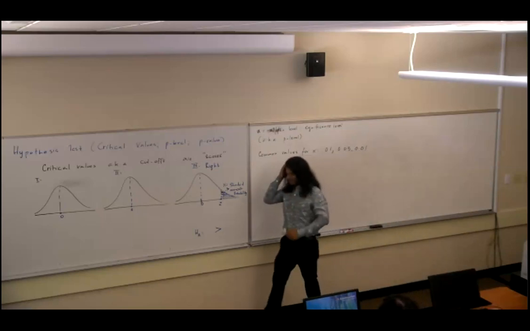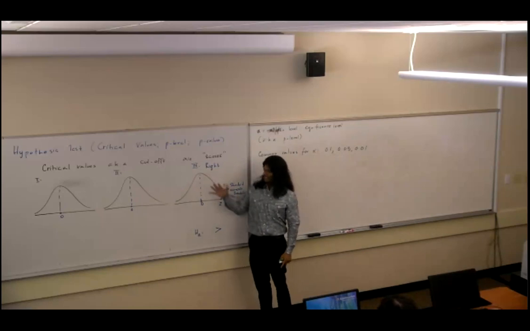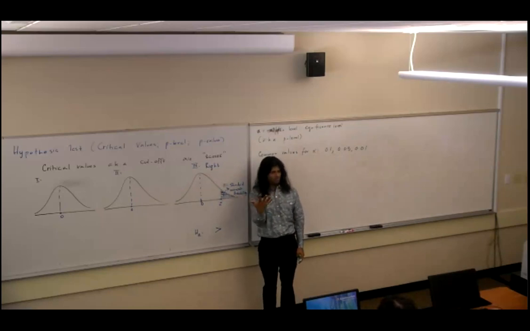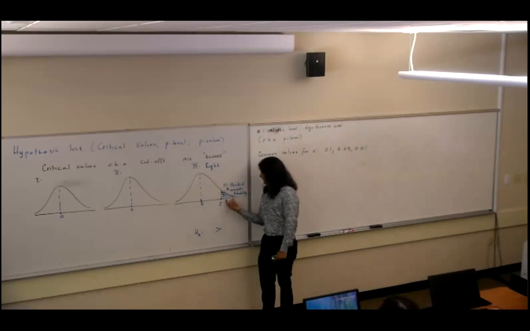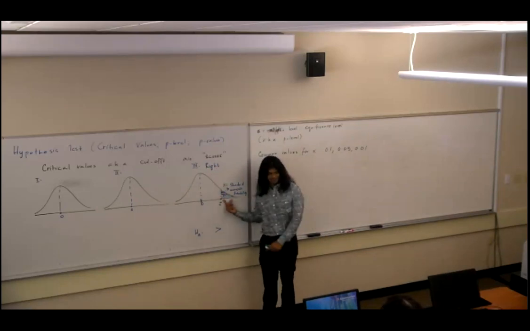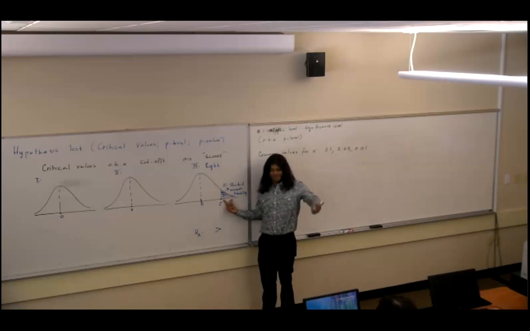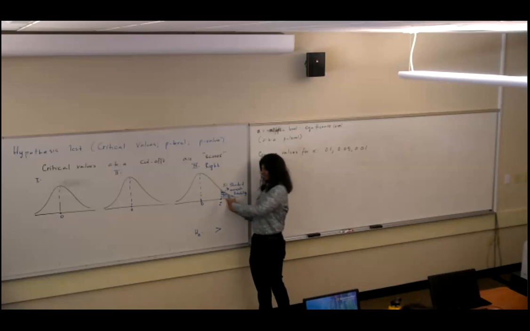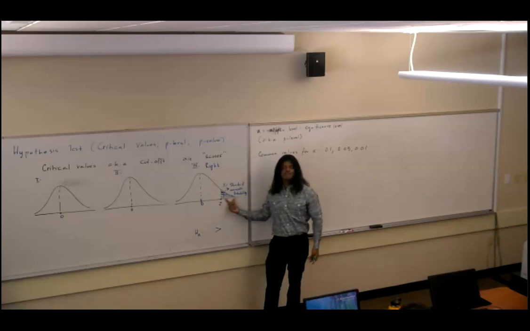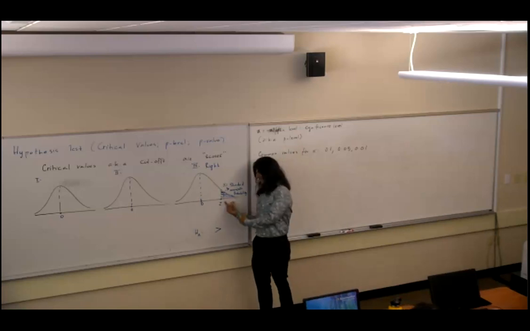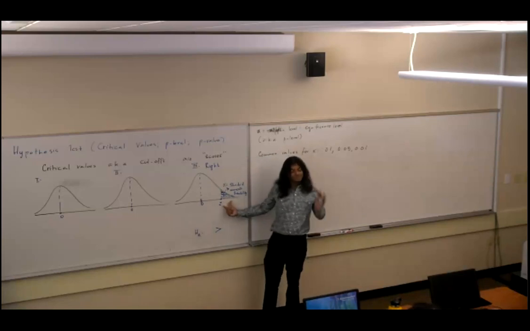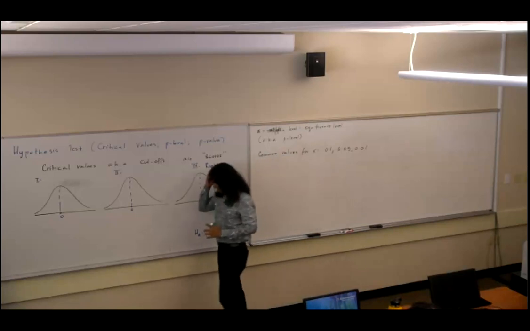So think that it said shade the entire thing, 100% of the pie. If this bit is 5%, how much do you have left? 95%. Very good. If that is 1%, what do you have left on that side? 99. If that is 10%, what do you have left on that side? 90. Very good. Okay.